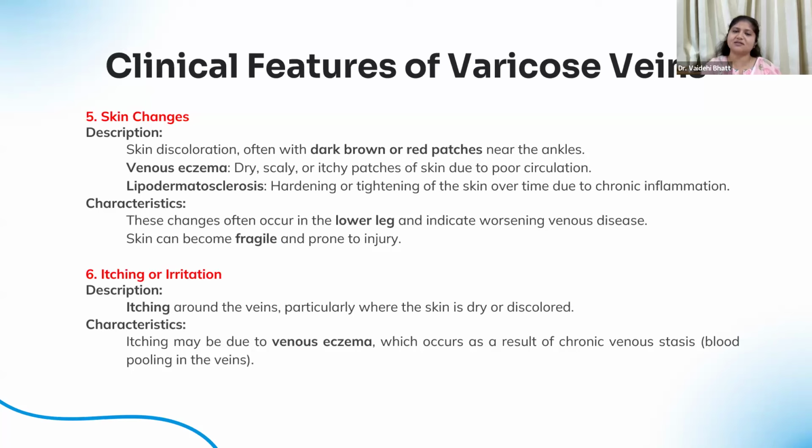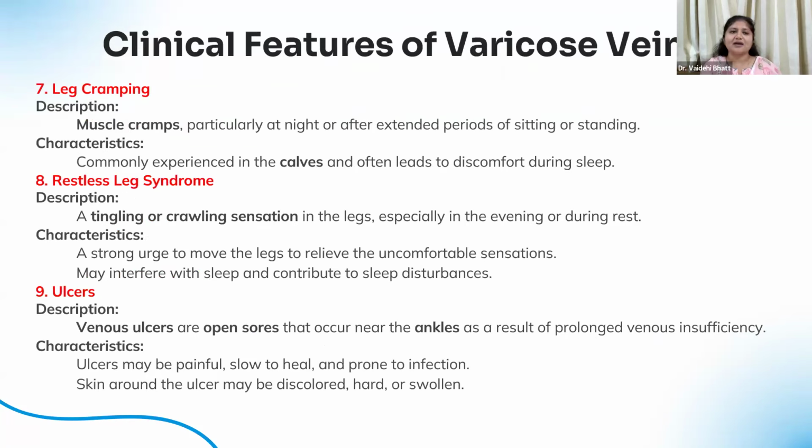Then the skin changes. There will be development of dark brown or red patches. It is due to continuous edematous conditions in the leg that will lead to dry, scaly, itchy patches, hardening and thickening of the skin, especially in the lower legs. Now the skin becomes fragile due to the thickness, and is prone to injury. And in this edematous, discolored, hardened skin, itching and irritation develop and lead to venous eczema.